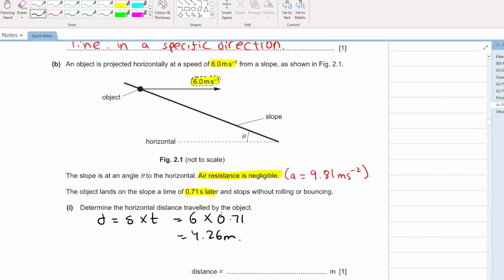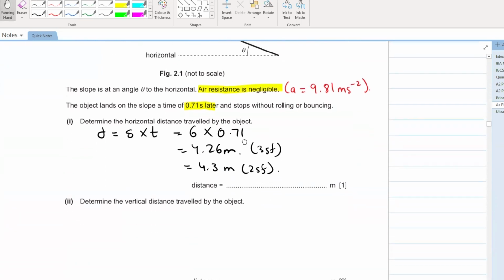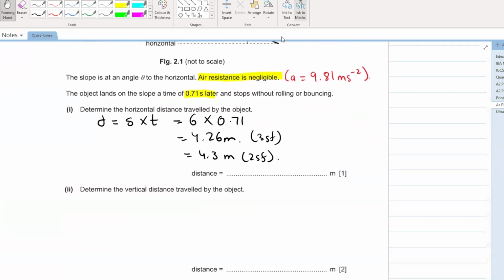4.26 meters is your answer. If you want to give it like this, you can give it to three significant figures. If you want to round it off to two significant figures, you can write it as 4.3 meters. Both of these answers will get a correct mark. You will get the mark either way.